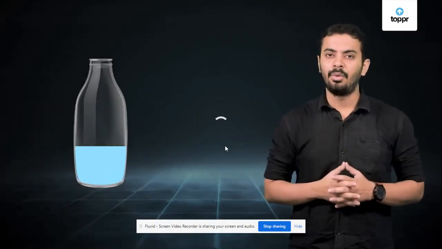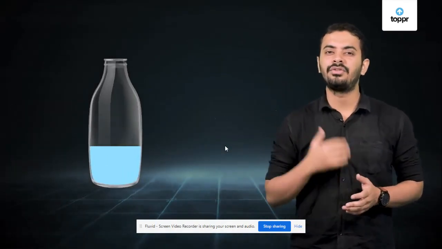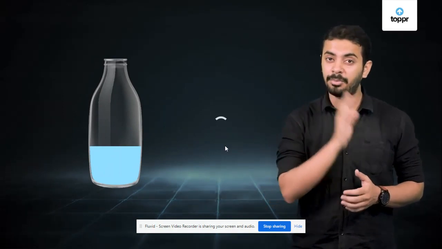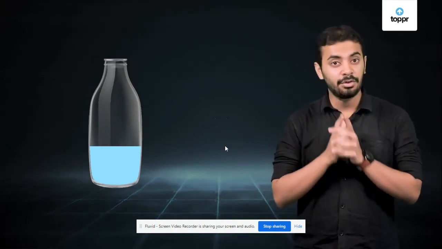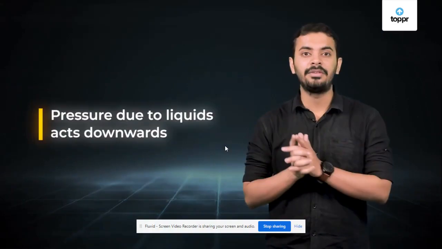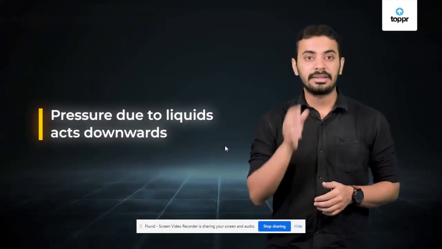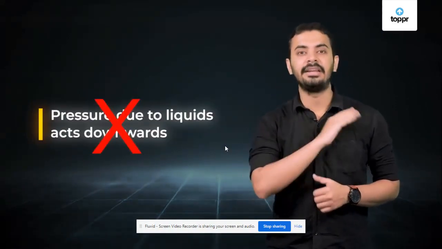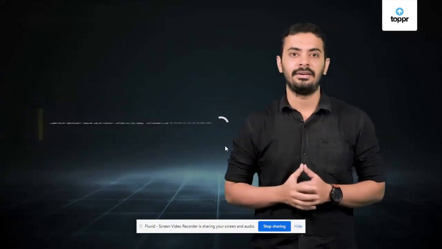Now, what do you think about the direction of force applied by this pressure due to liquids on the wall of this container? With the help of the activity we performed, you will say that pressure due to liquids acts downwards. But that is not exactly right. Why not? Let's do an activity to understand this.